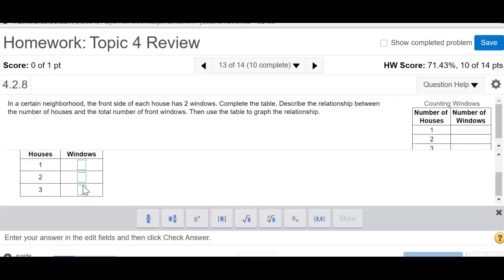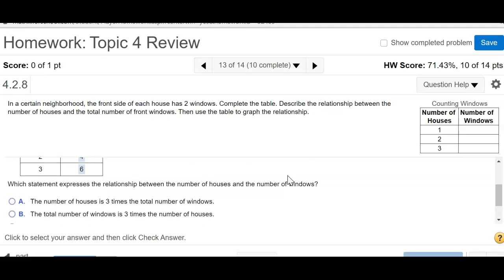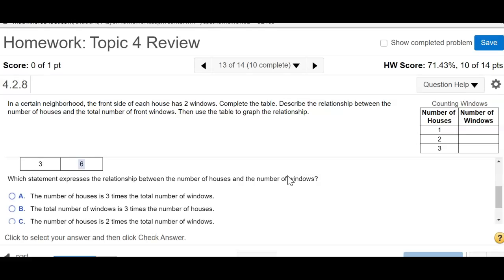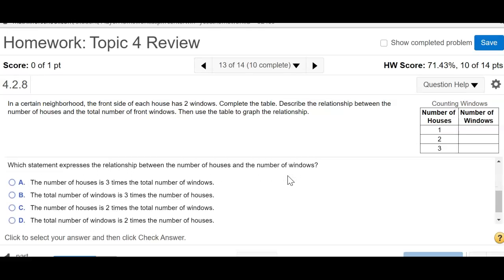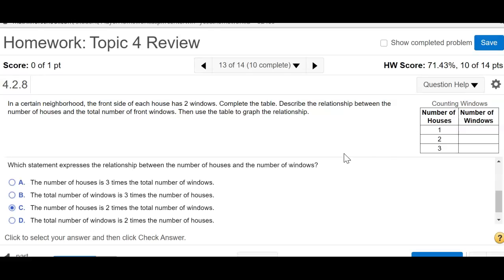Okay, if there's one house, how many windows are there going to be? 2. If there's 2 houses, how many windows are we going to have? Jordan? 4. If there's 3 houses, how many windows are we going to have? Lila? 6. What is the equation going to be? Liam? 2x equals y. Yep. The total number of windows is 2 times the number of houses.